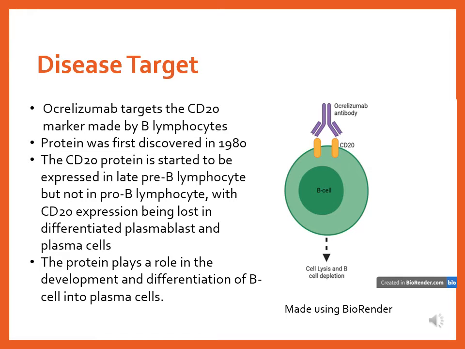The target for ocrelizumab is the protein CD20, which is found on all B lymphocytes. It was discovered in 1980. The protein is expressed in late pre-B lymphocytes, but not in pro-B lymphocytes, and as the cell matures, the protein is no longer expressed, being lost in differentiated plasmablasts and plasma cells. CD20 plays an important role in development and differentiation of B cells into plasma cells.